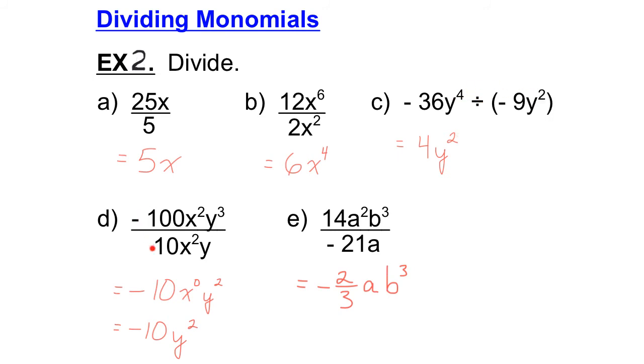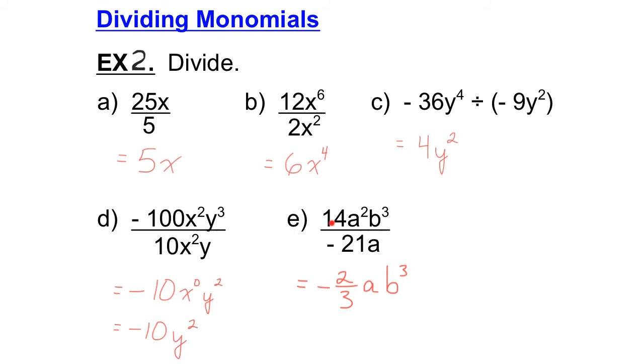Negative divided by positive is negative. 100 divided by 10 is 10. x to the 2 divided by x to the 2. Well, subtract the exponents. 2 minus 2 is 0. Subtract these exponents. 3 minus 1 is 2. If you have x to the 0, that just means that this whole thing is equal to 1. You don't have to write it. If you have an exponent 0, just don't write it. That's why I got rid of it.